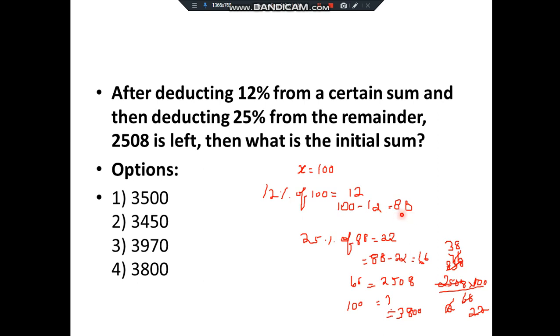From that value 25% is deducted, right? 25% of that 88 is 22. Subtract that 22 from 88, you get 66, right? So this 66 is equal to 2508, okay? So what is the initial sum? Initial sum means x, which we kept as 100. So 100 is equal to question mark. On cross multiplying, you get the final answer as 3800. Hope you understood. Next question.